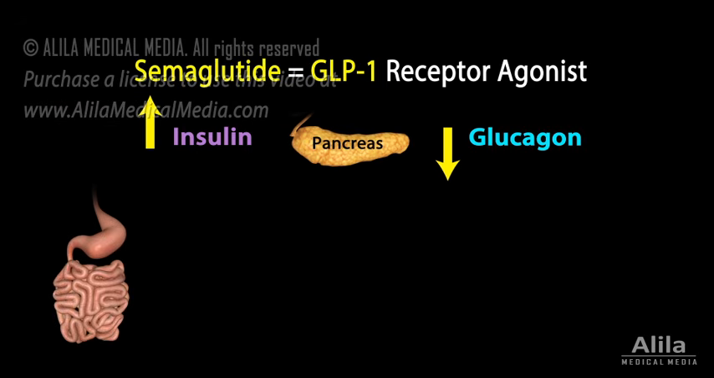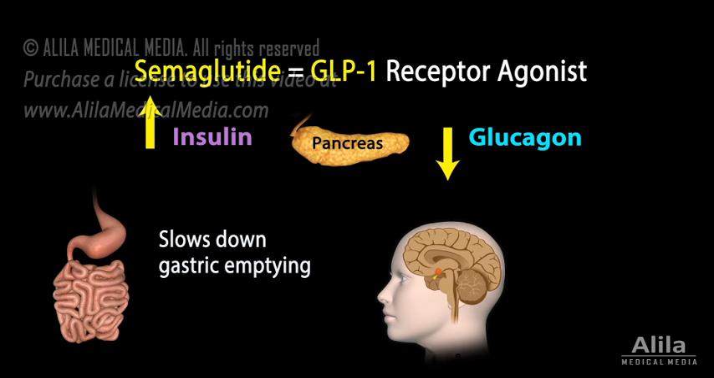In the gastrointestinal tract, it slows down gastric emptying, extending the feeling of satiety, reducing appetite, and at the same time delaying the arrival of glucose in the bloodstream. In the brain, semaglutide acts on the hypothalamus to reduce hunger. Together, these actions lower blood glucose levels and facilitate weight loss.